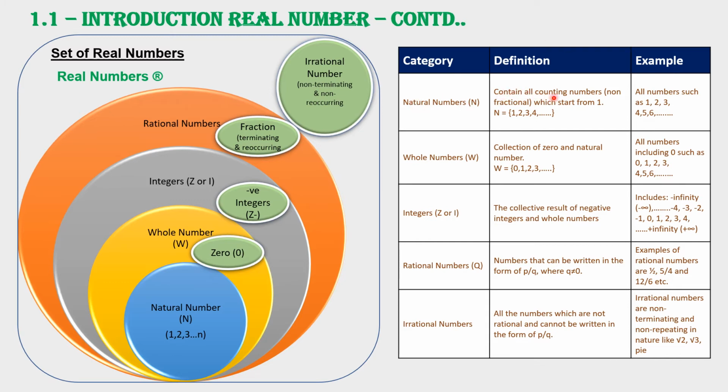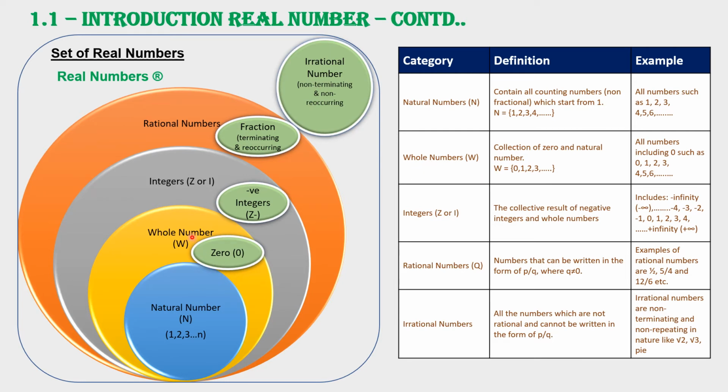Natural numbers are the numbers containing non-fractions, which basically start from 1 and go till n. So any number such as 1, 2, 3, 4 till n are called natural numbers. 0 you know already. The moment you combine both of these, it becomes whole number. Whole number is a collection of 0 and natural numbers. All numbers including 0, such as 0, 1, 2, 3, 4, 5, 6 till n are called whole numbers.